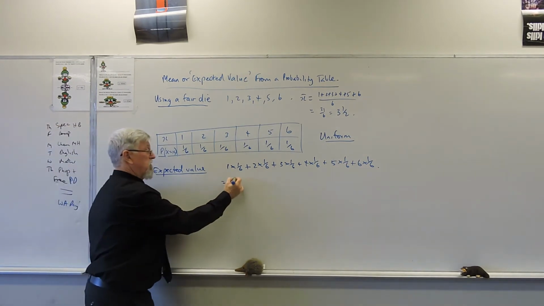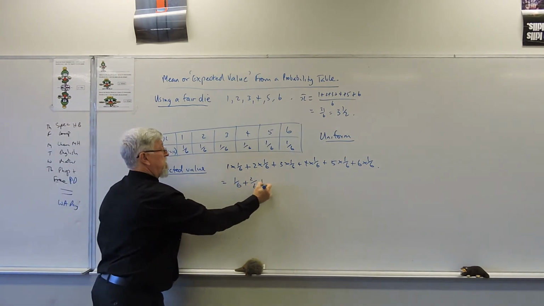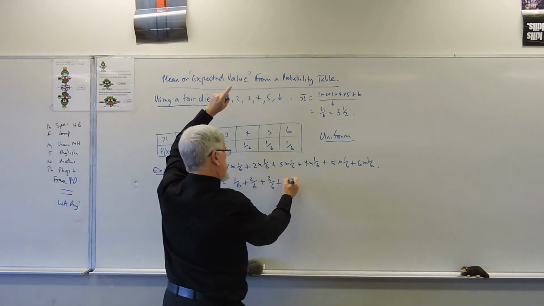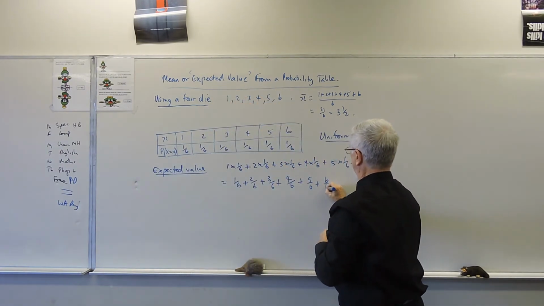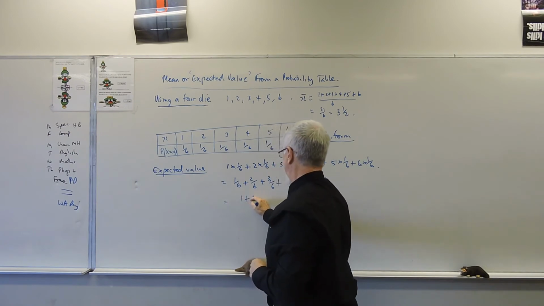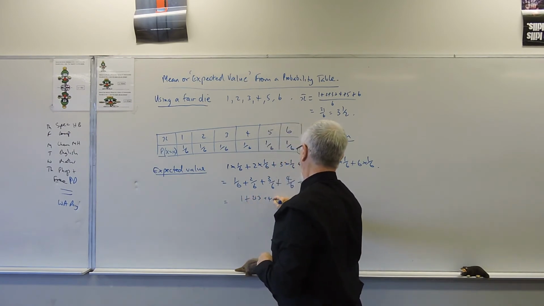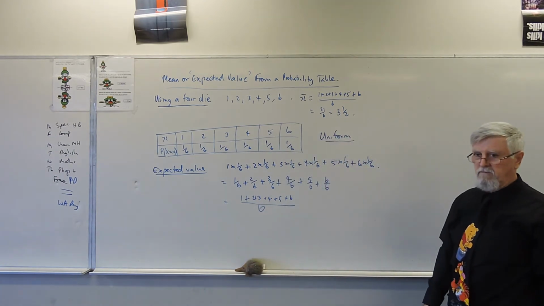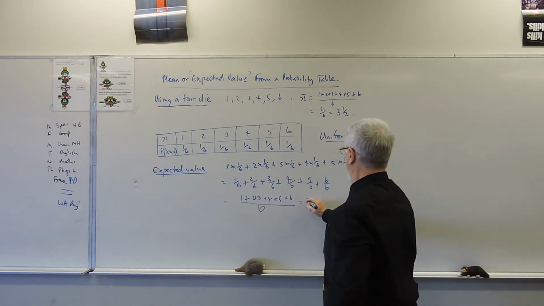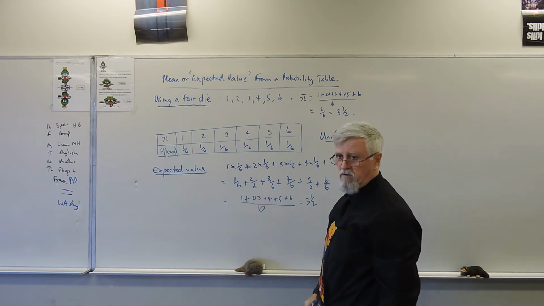I have bothered to write it. 1/6 plus 2/6 plus 3/6, plus 4/6 plus 5/6 plus 6/6. So if we wanted to, I could have written it as 1 plus 2 plus 3 plus 4 plus 5 plus 6, all over 6, and it works the same. I've got 3.5. What's the formula?